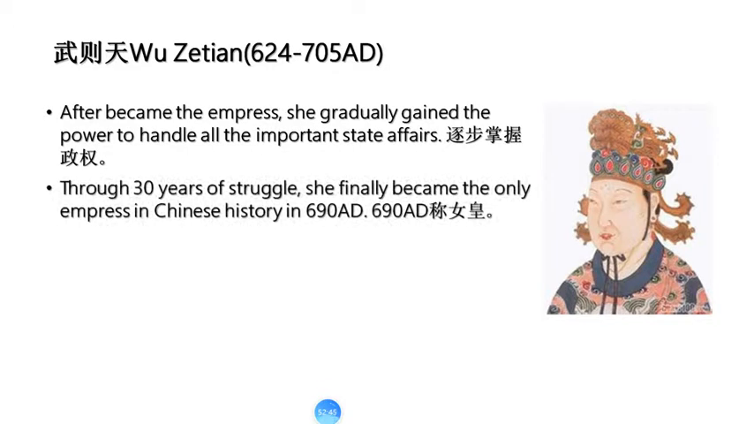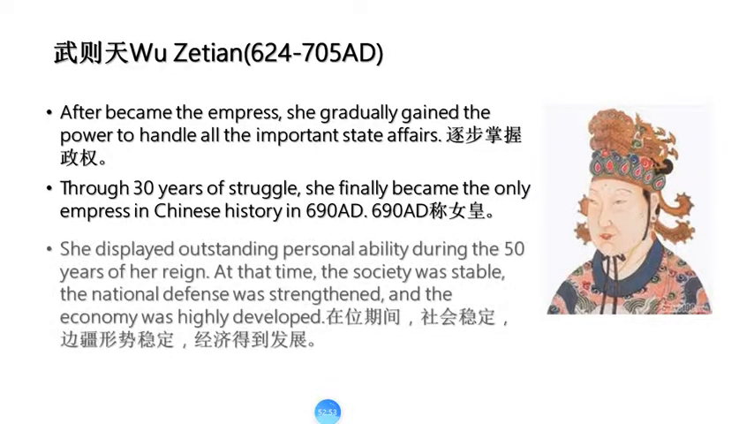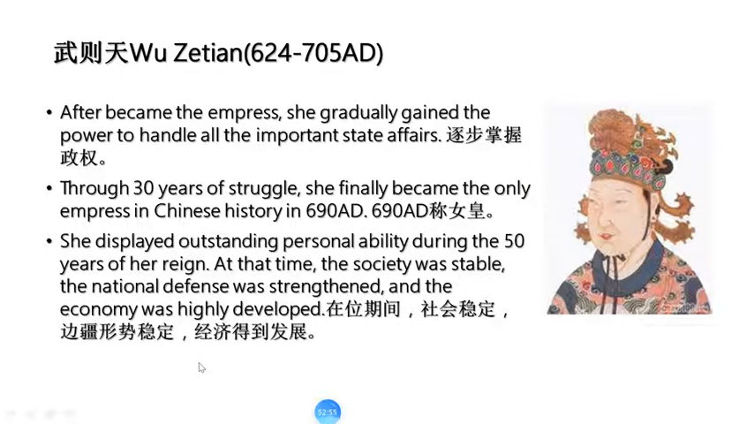Through 30 years of struggle, she finally became the only empress in Chinese history. She displayed outstanding personal ability during the 50 years of her reign. At that time, the society was stable, the national defense was strengthened, and the economy was highly developed.